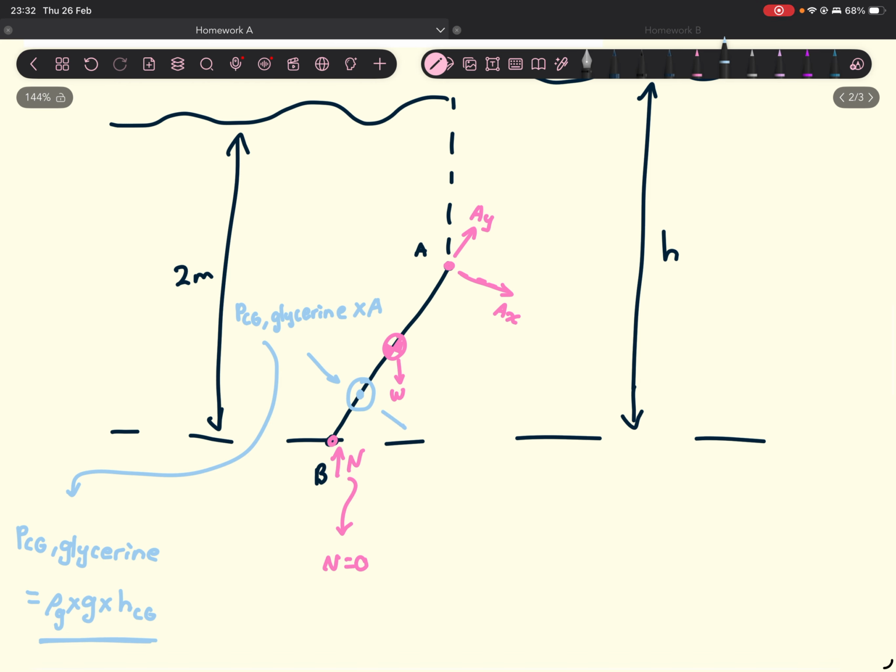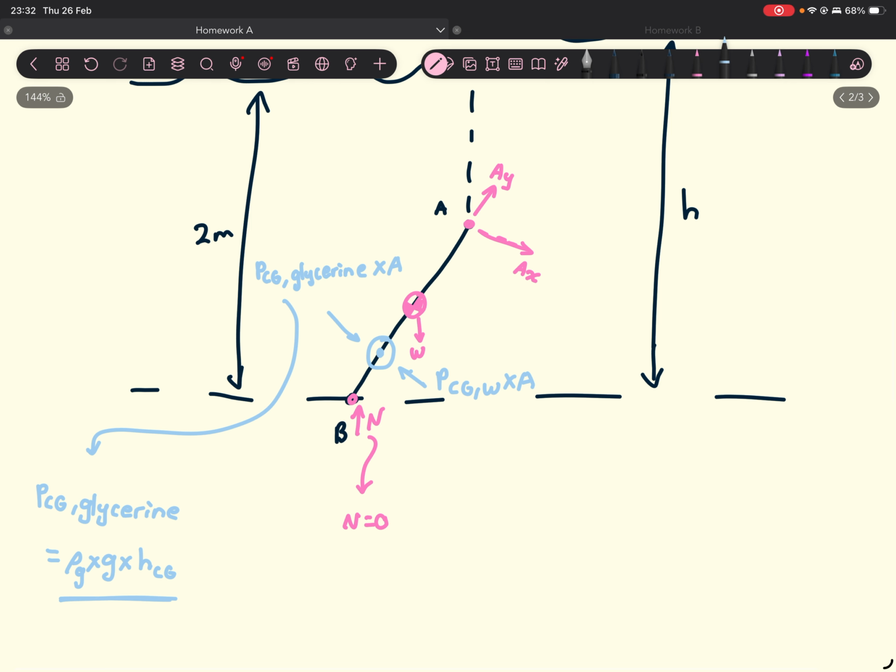And then you're going to have the pressure for water, PCG of water times the area, and you're also going to have nothing else, I guess. Okay, that's fine.